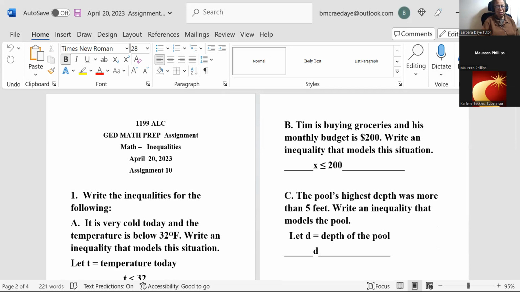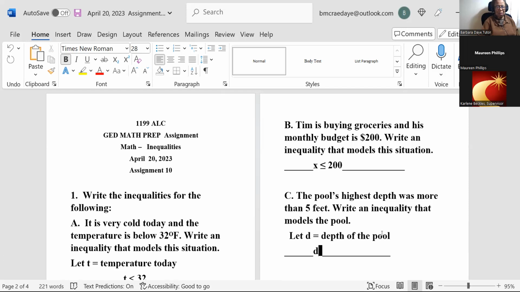No. Read that first sentence again. The pool's highest deck was more than... Okay, so what's the symbol for more than? Just the ordinary symbol. Okay, what is the ordinary symbol for more than? So what's the symbol for more than?